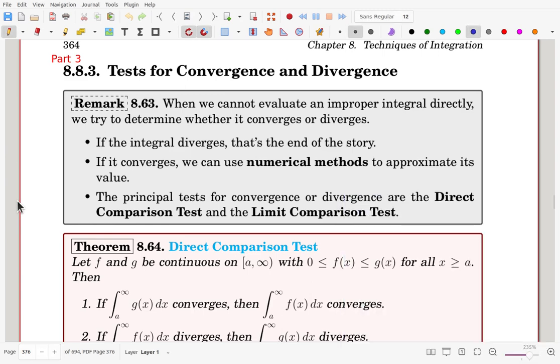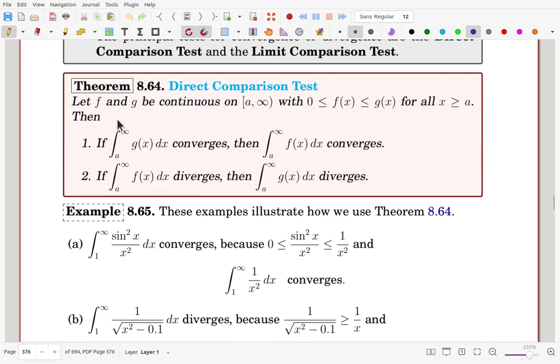Here the principal tests for convergence or divergence are the direct comparison test and the limit comparison test. We'll begin with the direct comparison test. Here, two functions are continuous over the infinite interval, and g is larger than or equal to f for all x larger than or equal to a. Then, once the integral of g converges, the integral of f must be convergent.